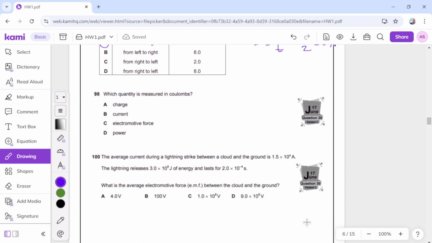Which quantity is measured in coulomb? We said before, coulomb measures what? The unit of charge. So we will choose charge.